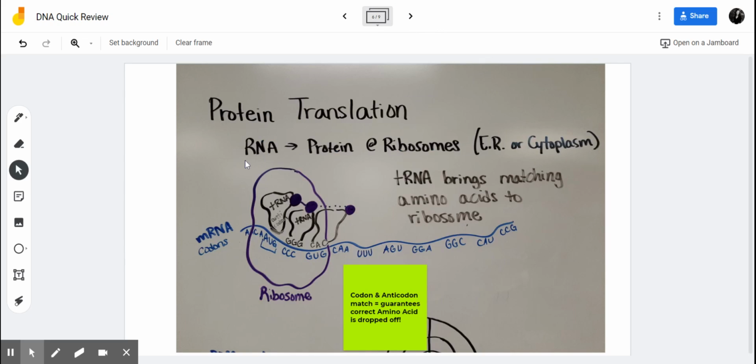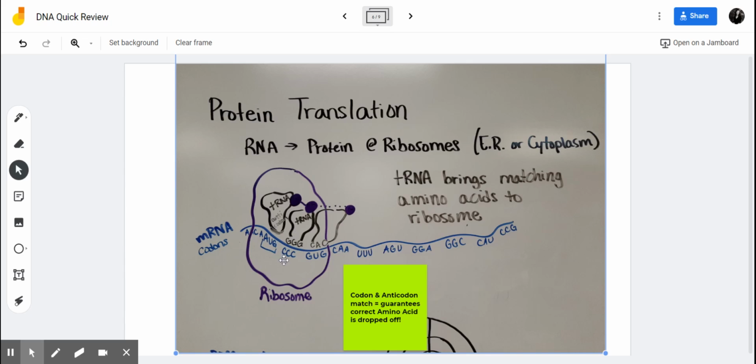The last step is to take that RNA and actually assemble a protein at the ribosomes. And ribosomes can be found either in the ER or in the cytoplasm of a cell. So to do that, we take this mRNA message, this code, and we pull it through a ribosome like a tape dispenser. And we look at it three letters at a time, or a codon at a time, and that tRNA will drop off the matching amino acid if the codon and anticodon are a perfect fit.